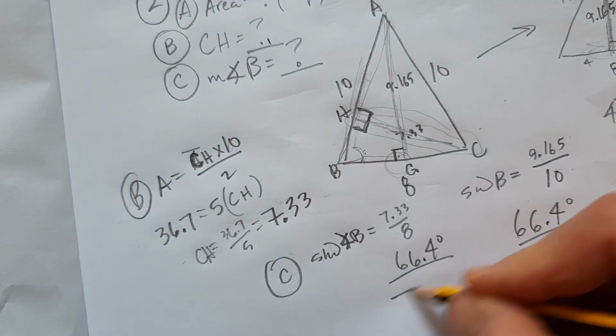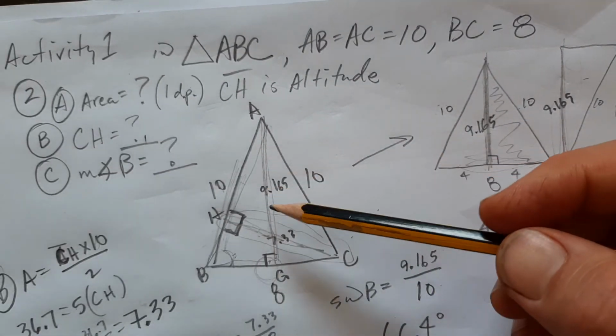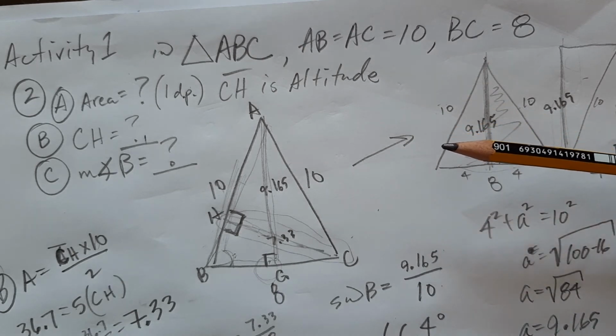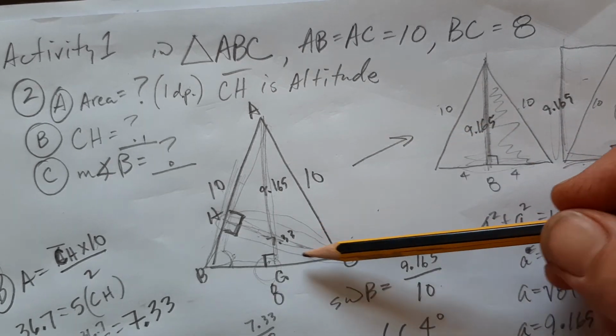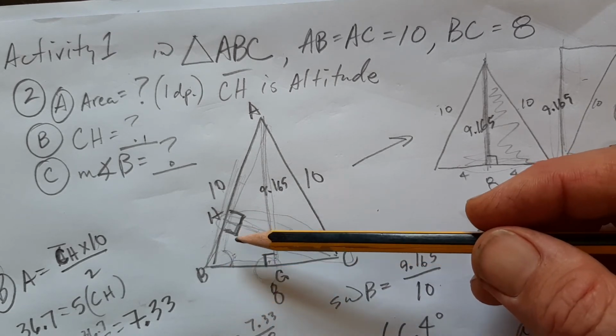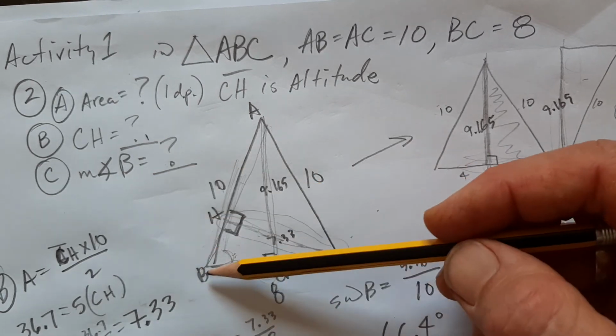So there, we got all our answers. And maybe you did a different way. I think you could have started a different way. Find the area. Anywho, you could have found angle B at the beginning by taking cosine. You could have found the angle B first.